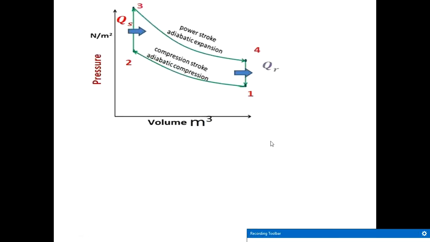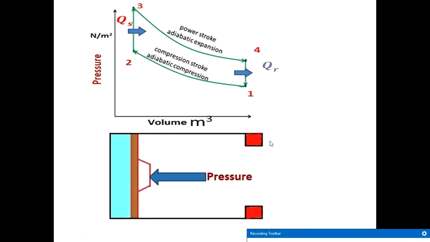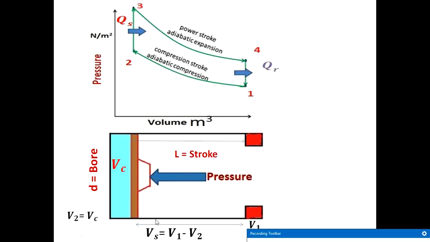Now we can go for the PV diagram. As usual, for any Otto cycle problem, you must write the PV diagram. For your understanding, I am drawing it. This is the top dead center, bottom dead center, and clearance volume. This is the stroke length, and this is the bore diameter. This is the stroke volume, from V1 to V2.